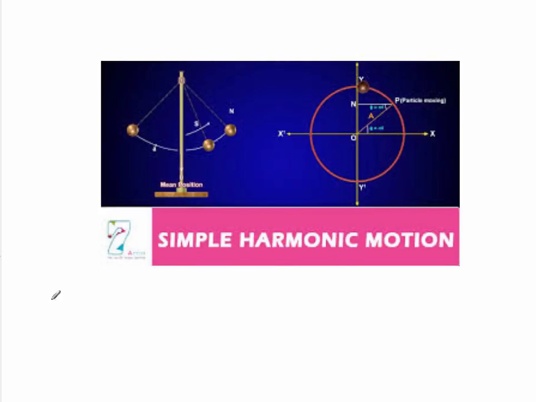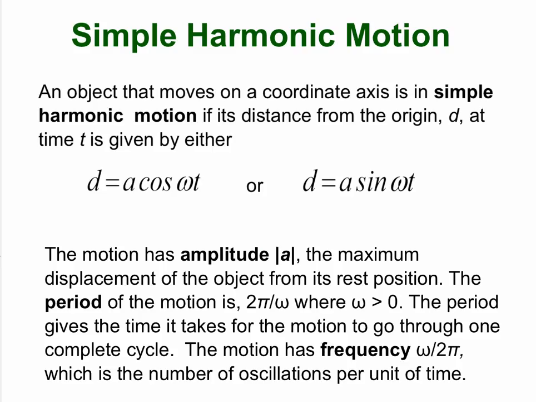Now let's look at simple harmonic motion. An object that moves on a coordinate axis in simple harmonic motion, if its distance from the origin, d, at a time t, is given by d = a cosine omega t or d = a sine omega t.